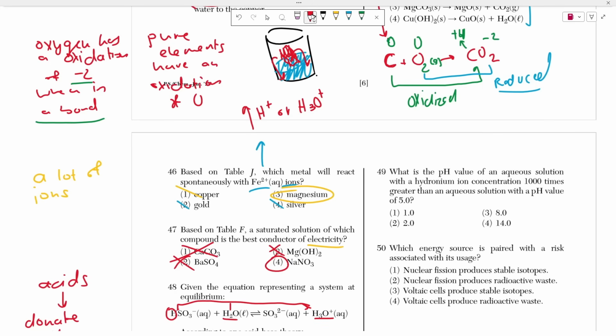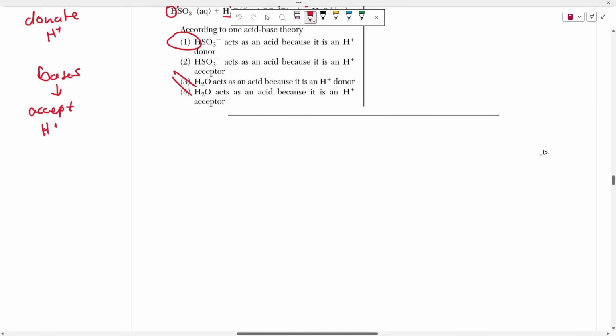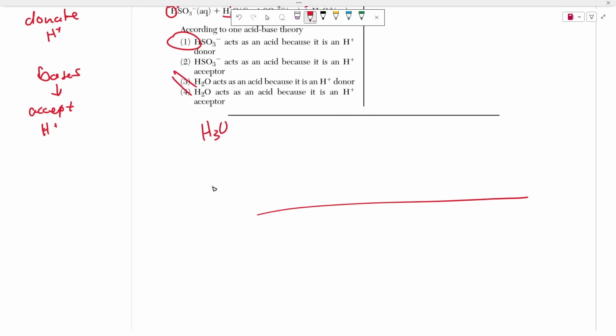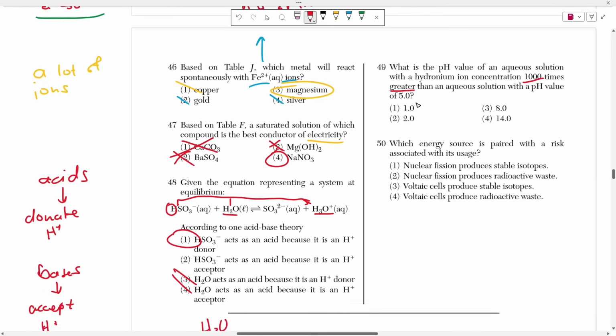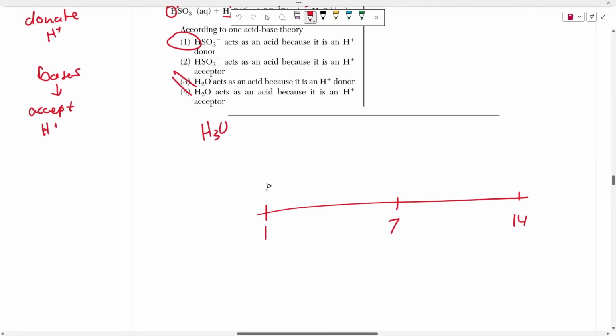So number 49 asks us, what is the pH of an aqueous solution with a hydronium ion concentration that's 1,000 times greater than an aqueous solution with a pH value of 5.0? So let's look at what the pH scale does. The pH scale pretty much relates the concentration of hydronium, which is H3O, inside of an environment, okay? The pH scale ranges from 1 all the way to 14, with 7 being a neutral pH. So because the concentration of the hydronium is 1,000 times greater, that means that the new concentration is more acidic. And the more acidic you are, the lower your pH is. So this is acidic pH, this is a basic pH. So right now, that solution that we're looking at here has a pH of 5.